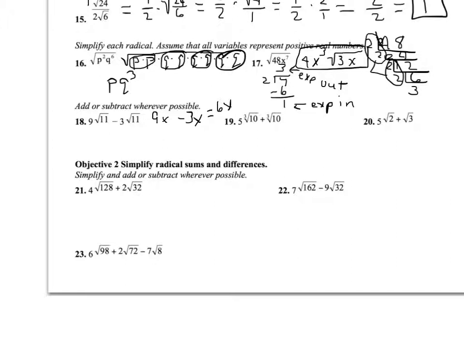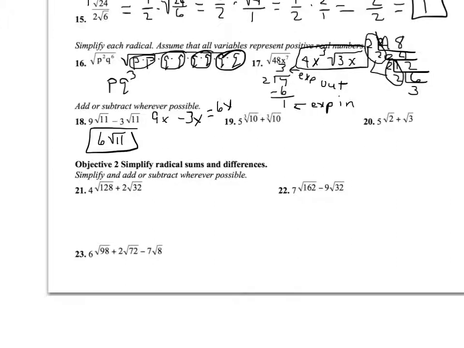As long as they match exactly, they have the same index, same radicand, you just simply add or subtract those numbers that are in front, that are like the coefficient. So 9 square roots of 11 minus 3 square roots of 11 is simply 6 times the square root of 11. And that's all you do.